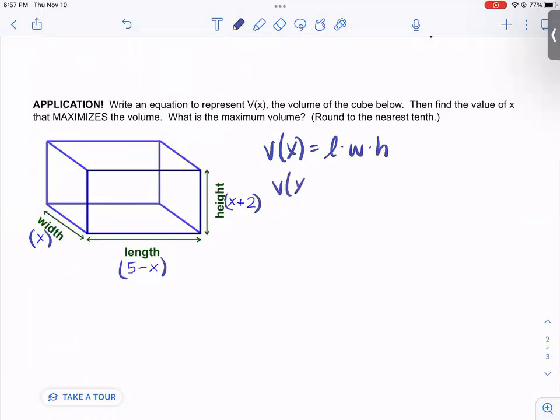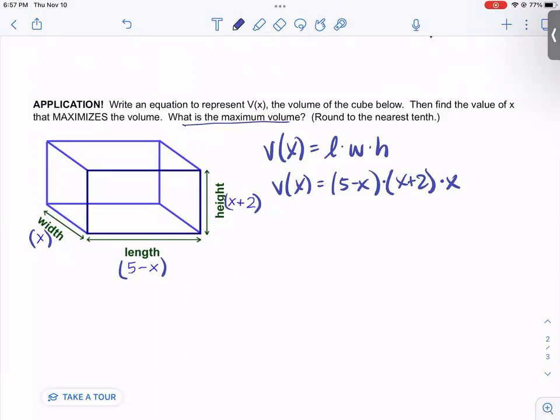So if I start to plug this information in, we end up with 5 minus x times x plus 2 times x. This function, you could multiply this out to get standard form, but it's really unnecessary because what we're looking for is the maximum volume.